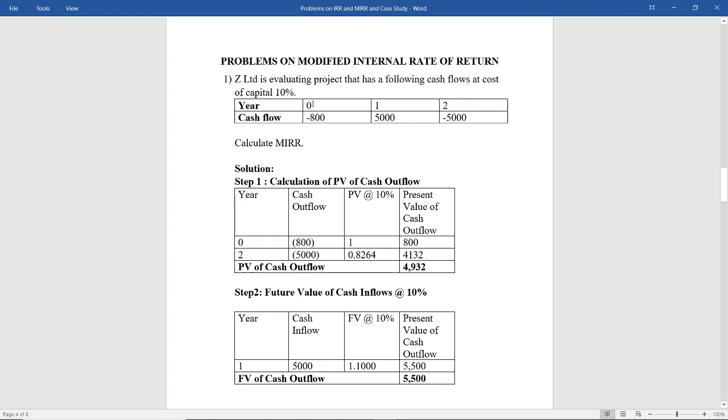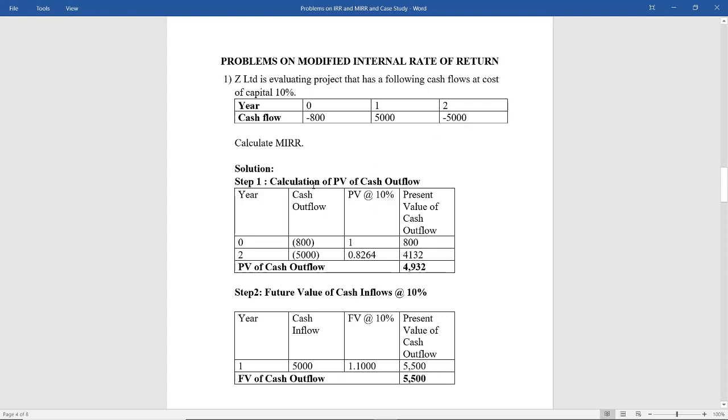Now, you all know how to calculate modified internal rate of return. We require only 3 steps. Step number 1, calculate PV of cash outflows. Step number 2, calculate future value of cash inflows. And step number 3, equate those two. Equate means the PV of cash outflow has to be equal to the PV of the future value of cash inflows. So now, year 0 you have minus 800, year 1 you have 5000, year 2 you have minus 5000. Now what do you mean by minus? When anything is given as minus in the problem, it means it is a cash outflow. Always remember, when anything is given as positive, it means it is a cash inflow.